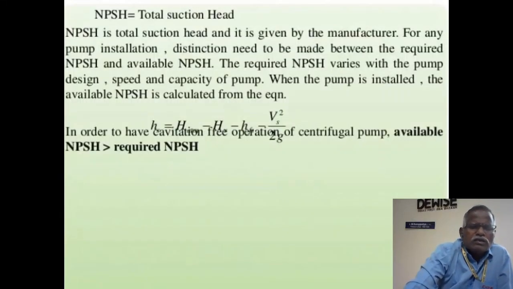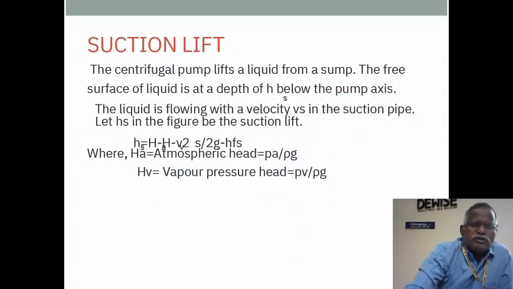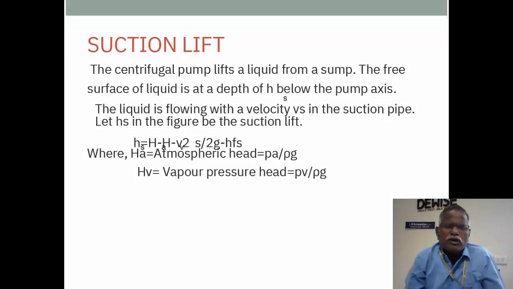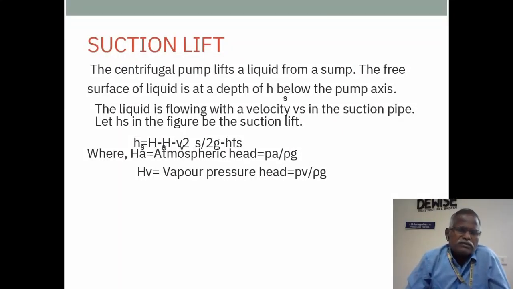Okay. This is the formula: H is equal to Ha minus Hs minus Hv minus V squared s by 2g. Suction lift is nothing but when a centrifugal pump lifts the liquid from the sump. The free surface of the liquid is at a depth of height below the pump axis. The liquid is flowing with velocity Vs in the suction pipe.